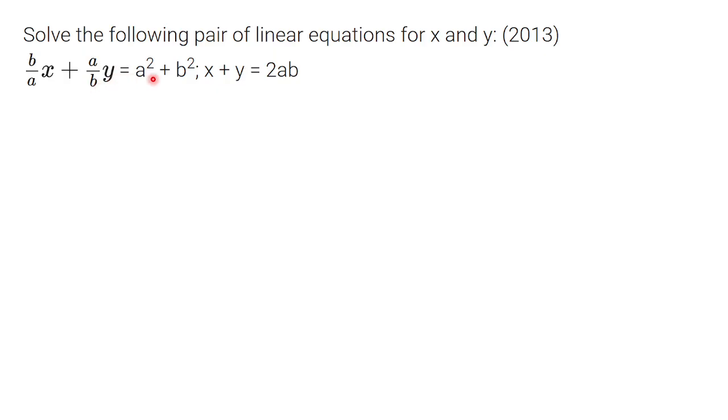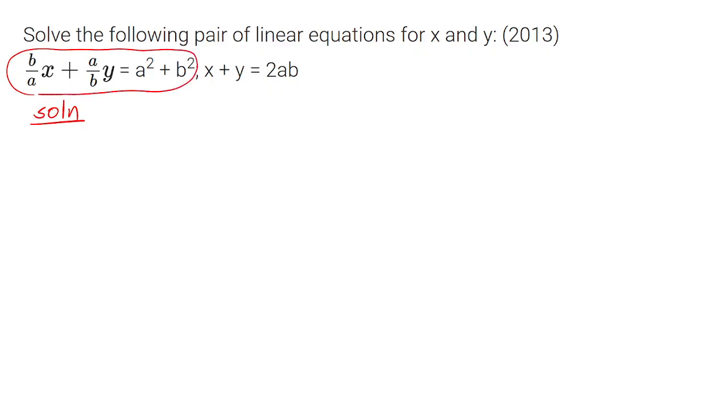The next problem: b by a x plus a by b y equal to a square plus b square and x plus y equal to 2ab. Find x and y. That is the question. How to do this problem? I will explain. It is a tough question. Listen, all of you please listen. Let me simplify this.